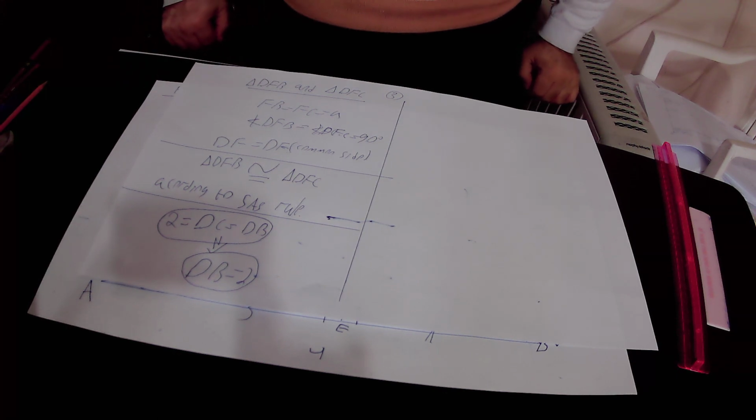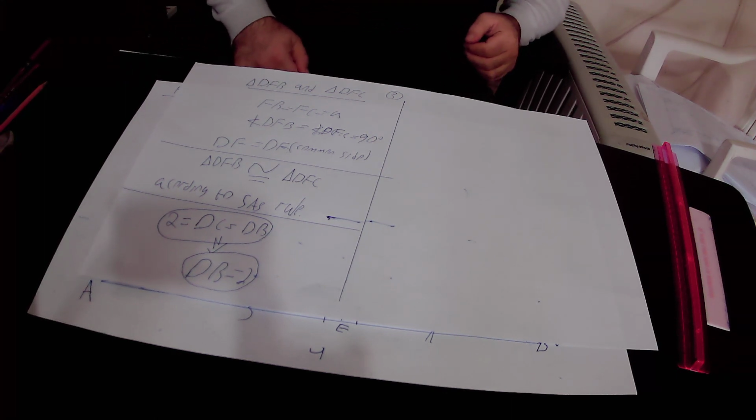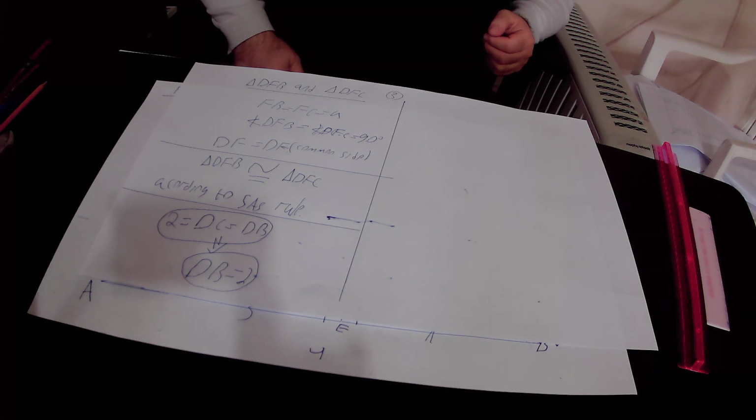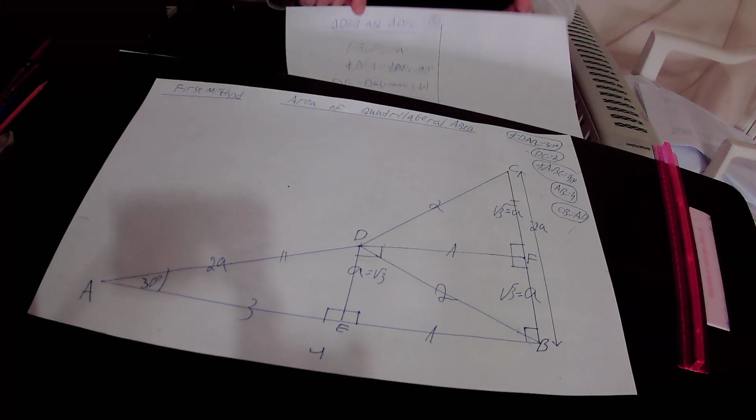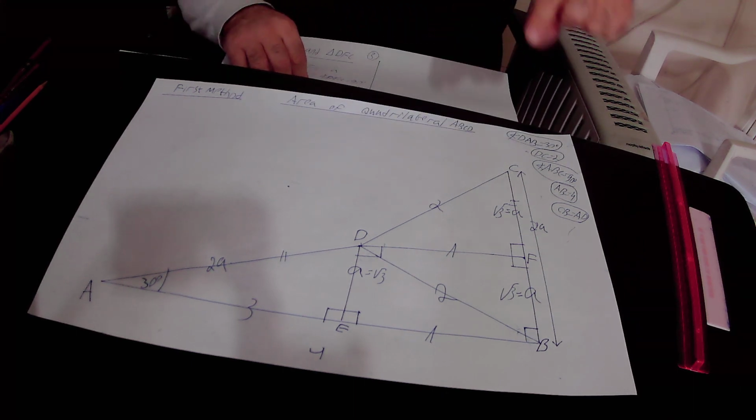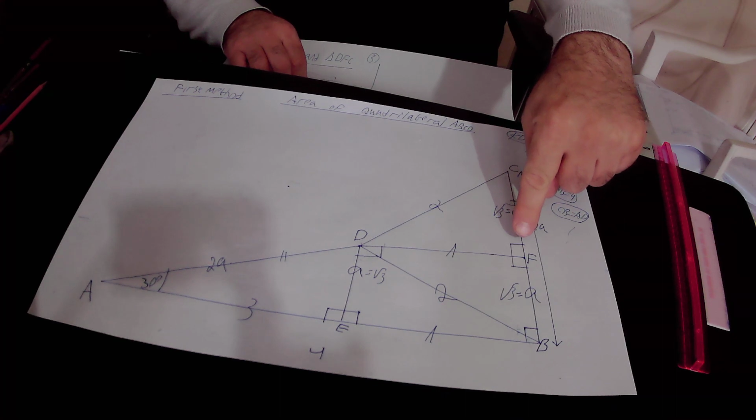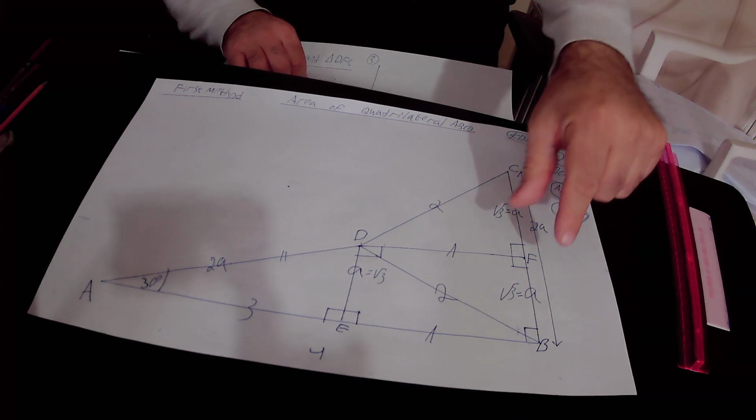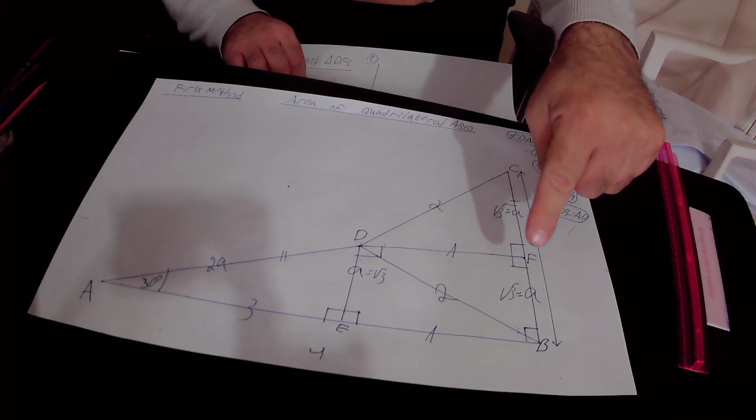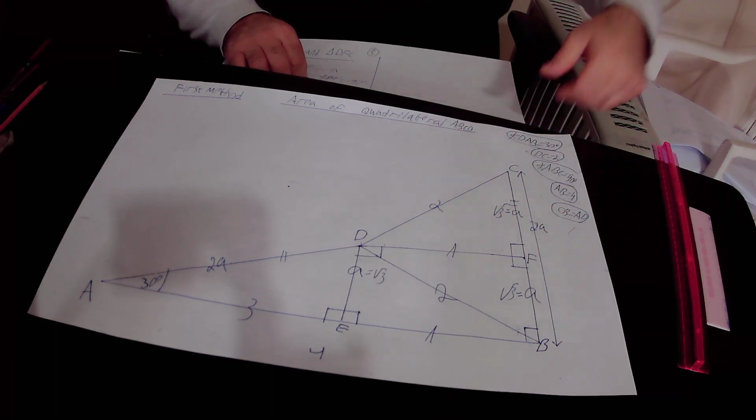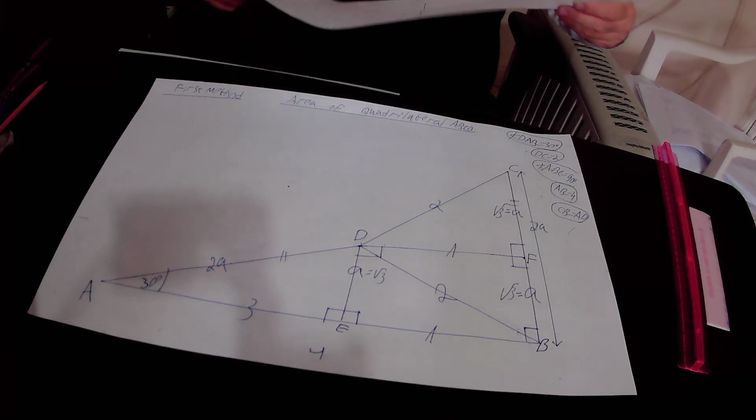So what is the side angle side rule? If two sides and the angle between those two sides in one triangle can go into two sides and the angle between those two sides in another triangle, then the two triangles can go into each other according to the side angle side rule. And we actually proved that those two sides and the angle between them in triangle DCF can go into those two sides and the angle between them in triangle DFB. Therefore, those two triangles can go into each other.